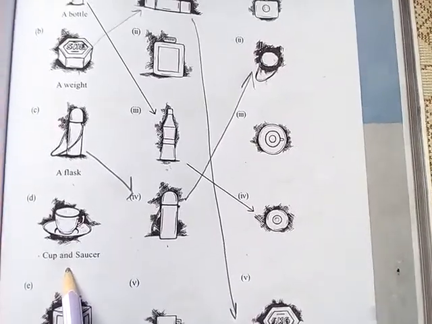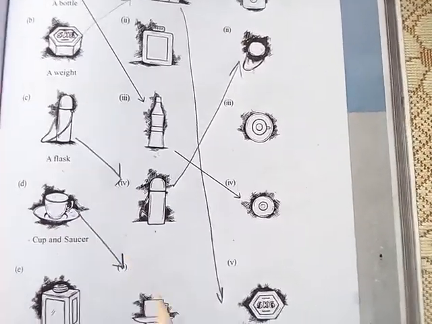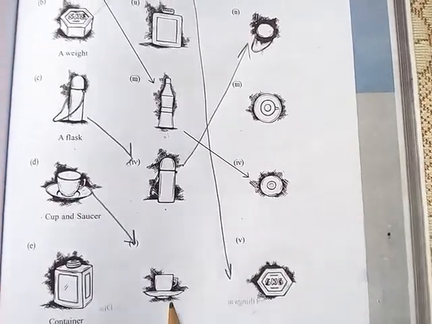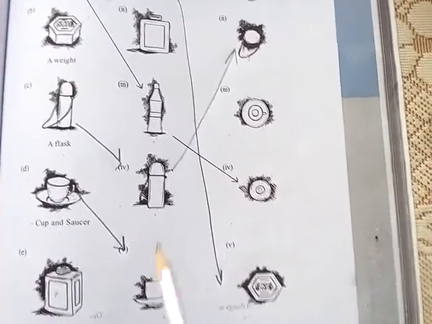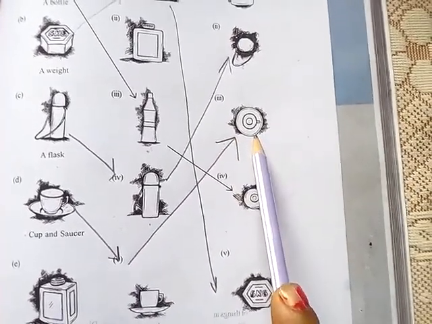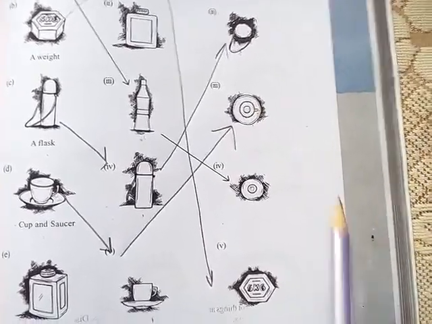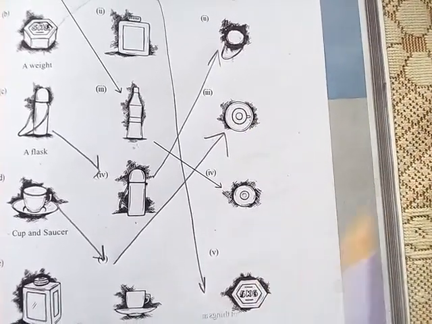Next is a cup and saucer. If you look at the cup and saucer from the side, you see that the picture is like this. This is the side view of the cup and saucer. And if you see it from the top, you get this, having a plate and a cup on it, right? So the cup is also shown in the top view.